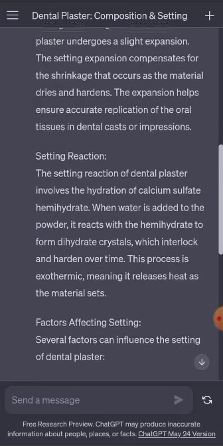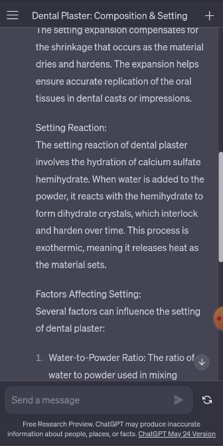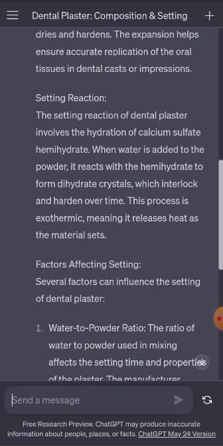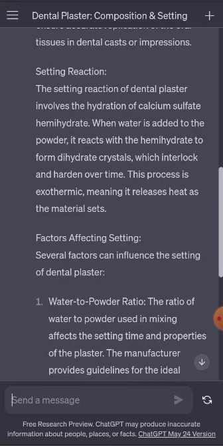Setting reaction. The setting reaction of dental plaster involves the hydration of calcium sulfate hemihydrate. When water is added to the powder, it reacts with the hemihydrate to form dihydrate crystals, which interlock and harden over time. This process is exothermic, meaning it releases heat as the material sets.